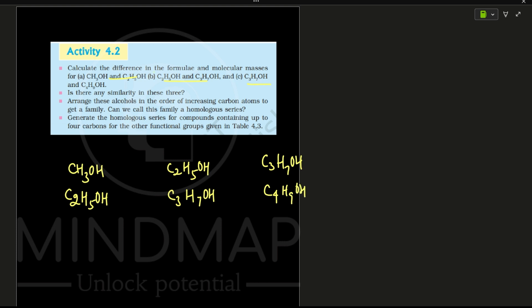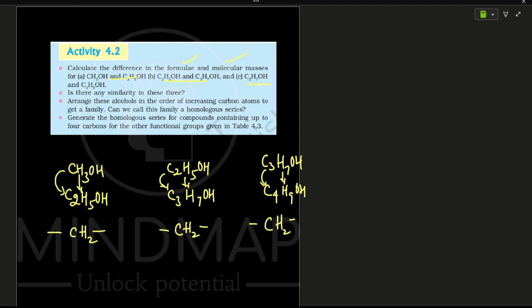And what we have to find is the difference in their formula. What is the difference? See, how many carbon atoms increased in the second member? 1 carbon atom. And how many hydrogen atoms? 2 hydrogen atoms. That means the difference in methanol and ethanol is of CH2. In the same way, check here, 1 carbon atom and 2 hydrogen atoms. Fine, here also the difference in the formula is CH2. Same here, 1 carbon atom and 2 hydrogen atoms. So in all the 3 cases, we have the formula difference of CH2.